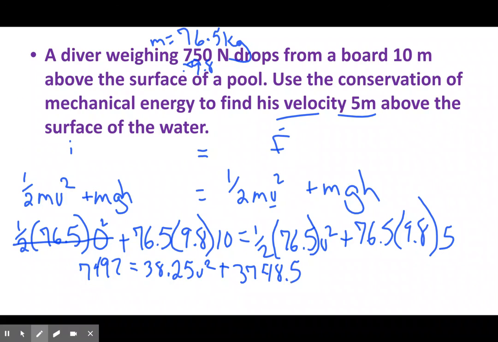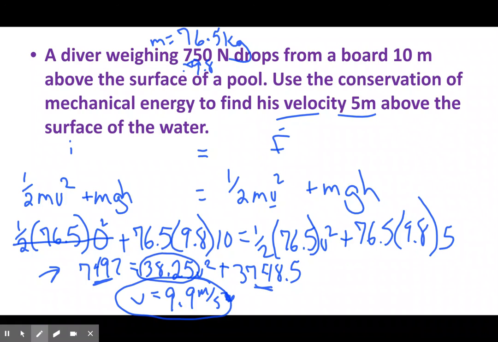So then we solve for the v. So we're going to take the 7,497 minus the 3,748.5, divide it by the 38.25, and then square root. So the velocity ends up being 9.9 meters per second. Not squared, sorry, just meters per second. So this last step, just to clarify, we took this, subtracted that, divided by the 38.25, and then took the square root.